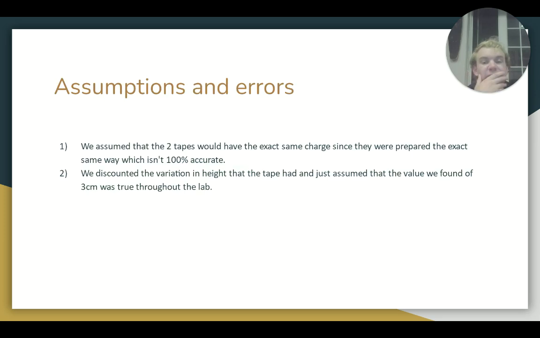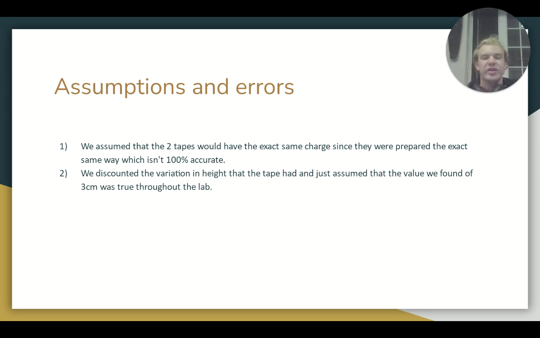We had to make a few assumptions for this lab. The first one was we assumed that the two tapes would have the exact same charge since they're prepared the exact same way, which isn't accurate as they were charged using friction, when we physically pulled apart the piece of tape, and the force used varied heavily. So it's not a great metric. However, over a large enough area of the tape, we can assume it'll become relatively constant, so we can compare them to each other relatively accurately.